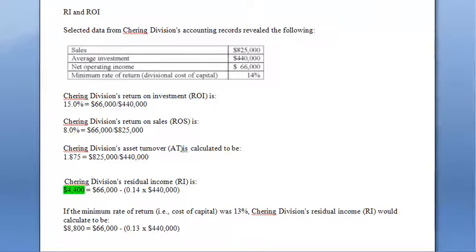And the one advantage of the RI over the ROI is that you can change your interest rate. So if the minimum rate of return was actually 13%, you can adjust your calculation, and that will change your ending value. So again, this is one advantage here, is that you can adjust your interest rate for different levels of risk, where you can't really do that in the ROI. You come up with one interest rate.